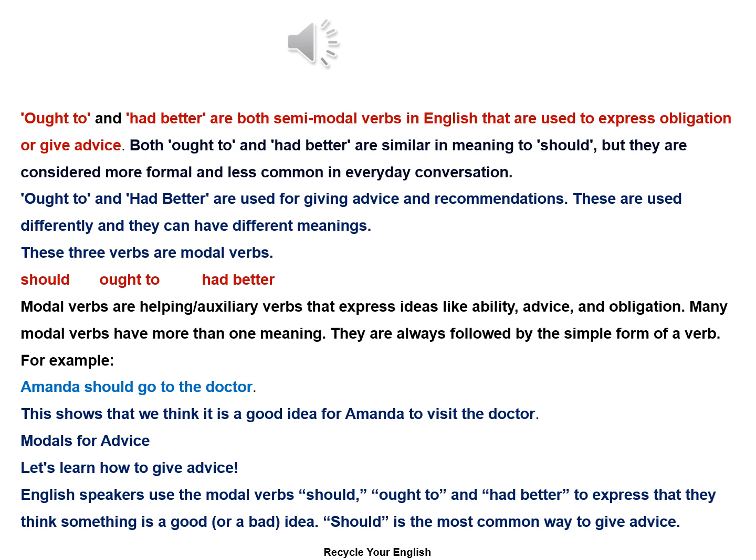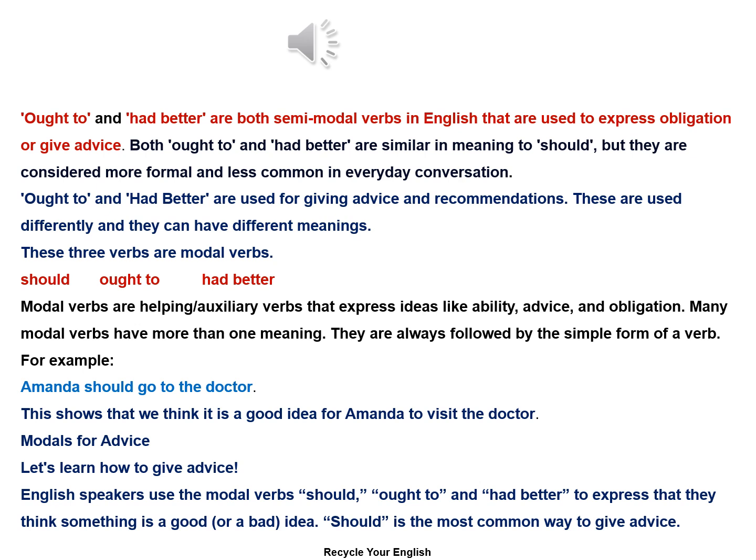These three verbs are modal verbs: should, ought to, had better. Modal verbs are helping, auxiliary verbs that express ideas like ability, advice, and obligation. Many modal verbs have more than one meaning. They are always followed by the simple form of a verb. For example, Amanda should go to the doctor. This shows that we think it is a good idea for Amanda to visit the doctor.